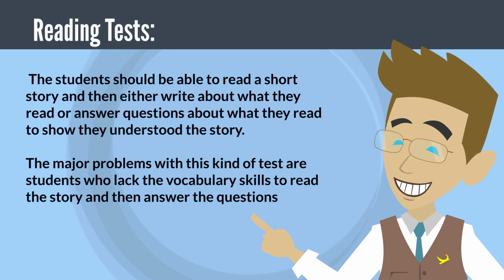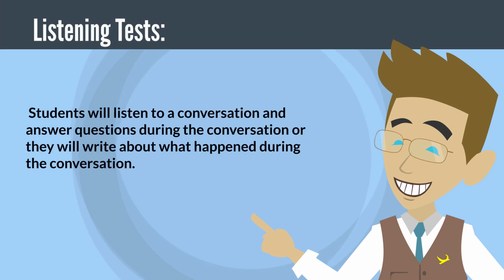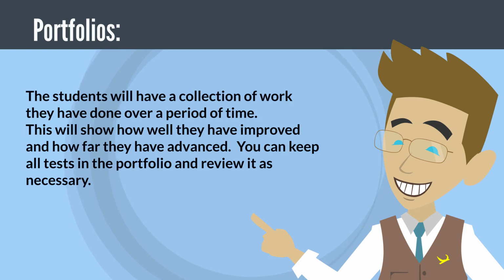Reading tests. The students should be able to read a short story and then either write about what they read or answer questions about what they read to show they understood the story. The major problems with this kind of test are students who lack the vocabulary skills to read the story and then answer the questions. Listening tests. Students will listen to a conversation and answer questions during the conversation, or they will write about what happened during the conversation. Portfolios. The students will have a collection of work they have done over a period of time. This will show how well they have improved and how far they have advanced. You can keep all tests in the portfolio and review it as necessary.